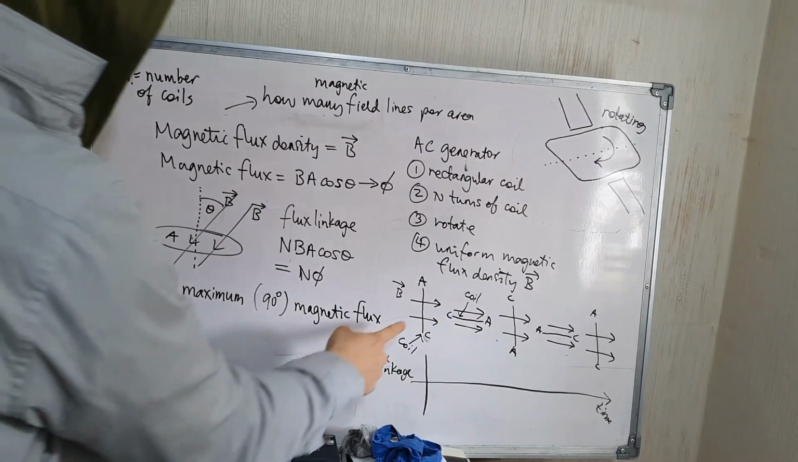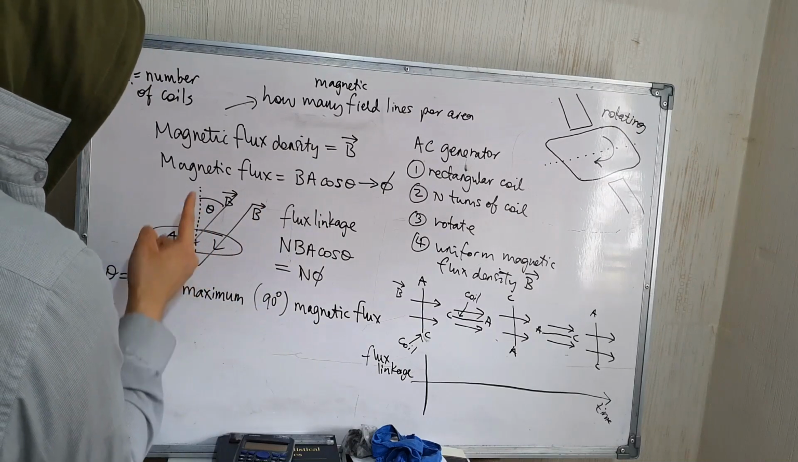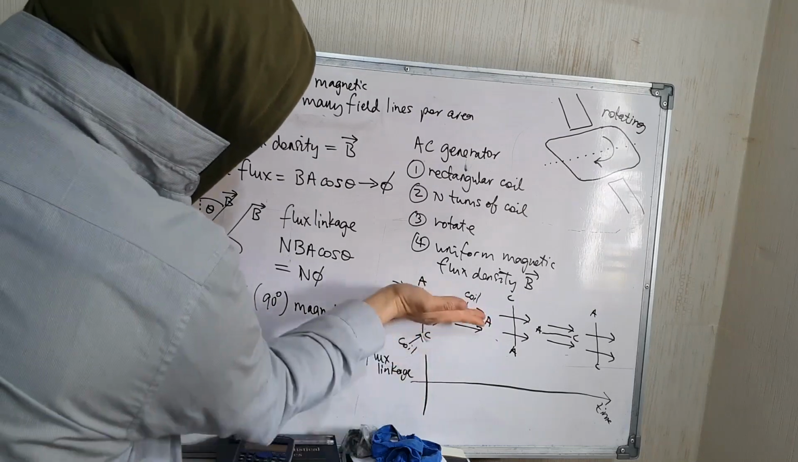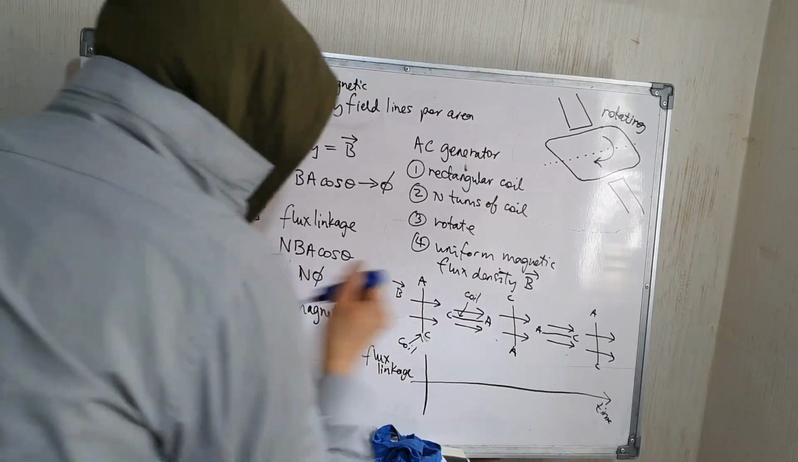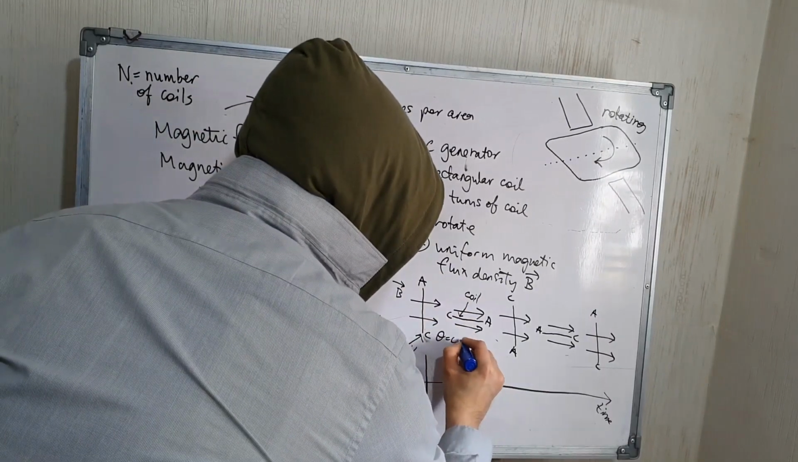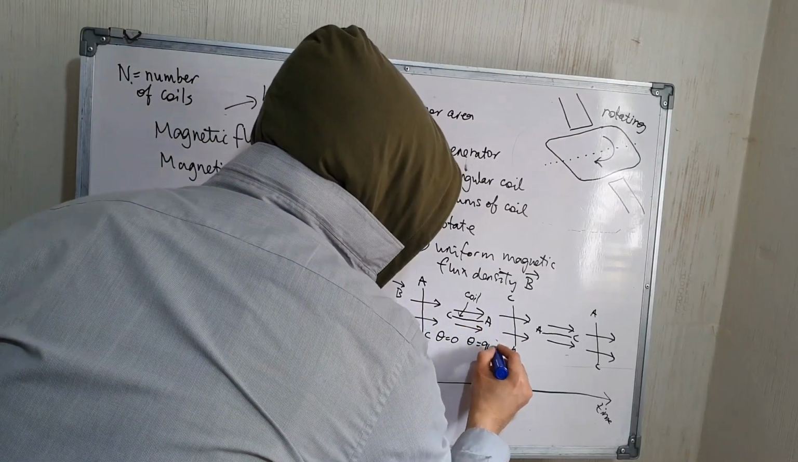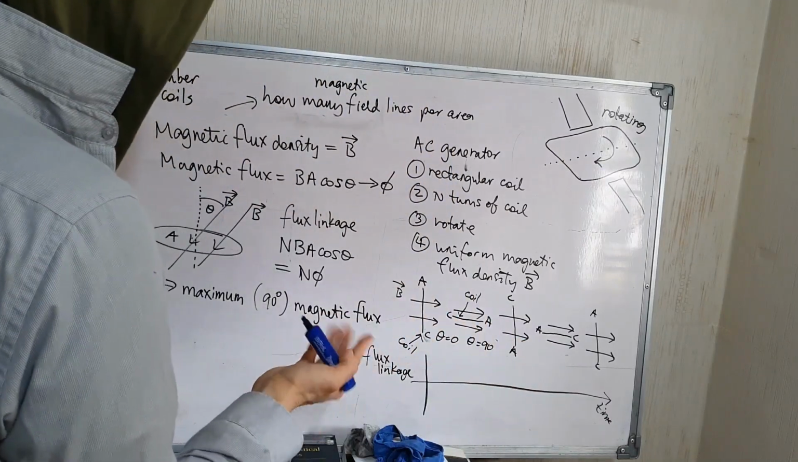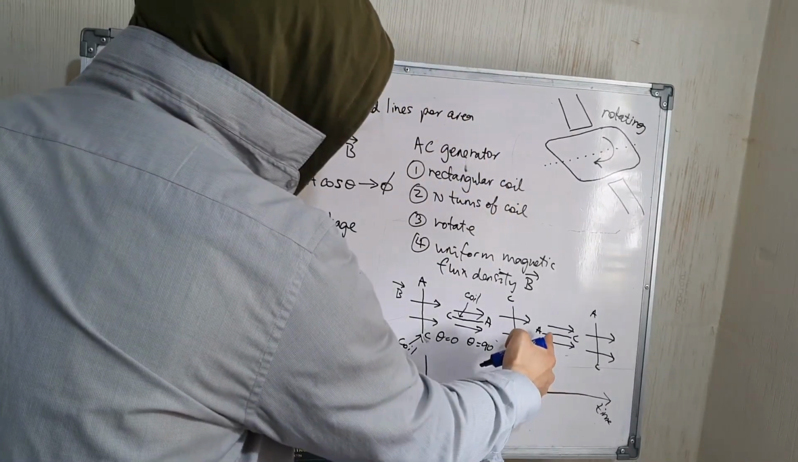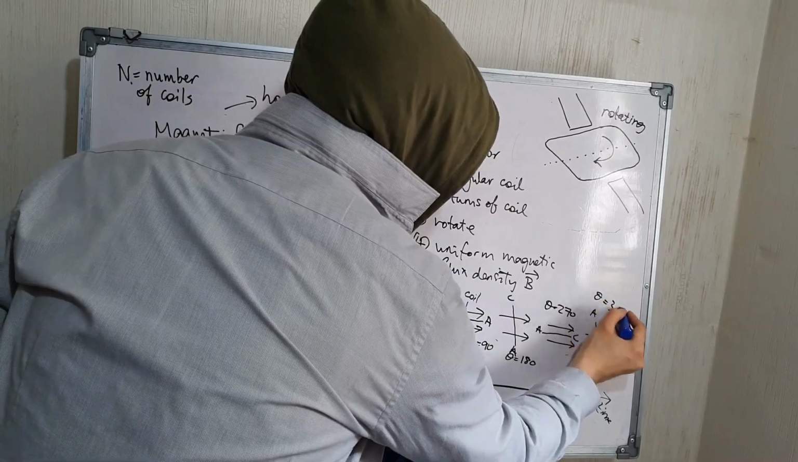So what is theta in this case? If you remember, theta is the angle between the magnetic field and the normal to the surface. The normal to the coil is here, so therefore theta in this case is 0. Theta is equal to 0 for that one, theta is 90 for this one, theta is 180 for this one, theta is 270 in this case, and in this case, theta is 360.